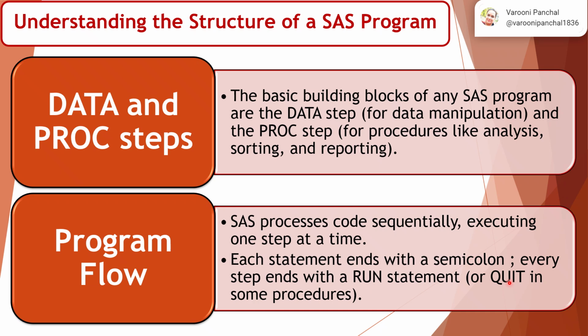The basic thumb rule in SAS software is that there are two steps: one is the data step and the other is the proc step. The second thing is that SAS processes code sequentially. Whichever code you have written first, it will execute that, and only then will the next code execute. The third thumb rule is every statement should end with a semicolon, and the fourth is that every step, whether a data step or a proc step, has to end with a run statement followed by a semicolon. These are the basic thumb rules that you should understand about the structure of a SAS program.